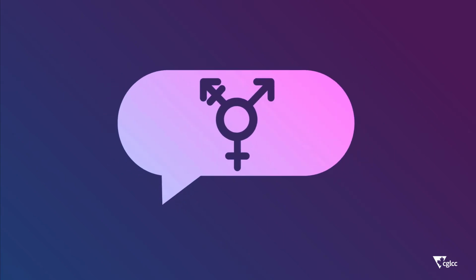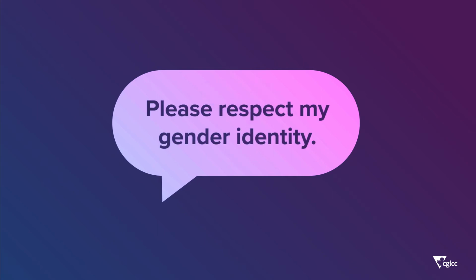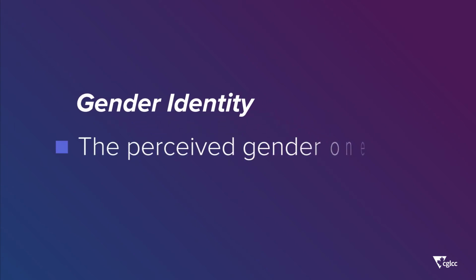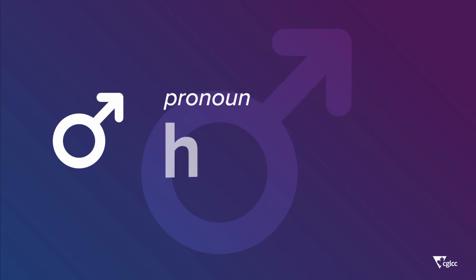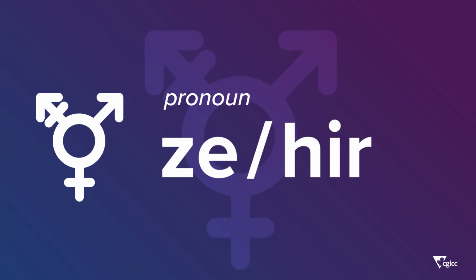If someone asks you to refer to them by specific pronouns, they are asking you to respect their gender identity. Gender identity is the perceived gender one has. The pronouns they ask you to use could be common, for example, he, him, but they could also be pronouns that you would not commonly use, for example, sie, hir.